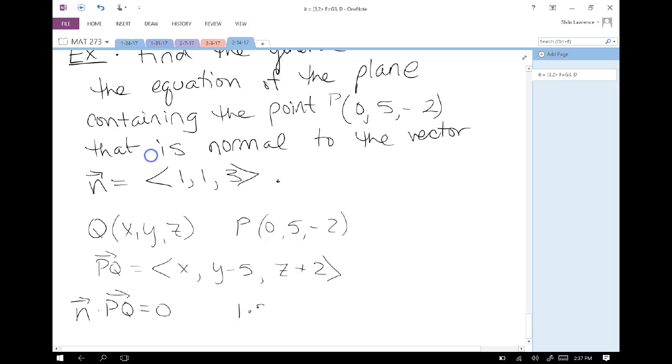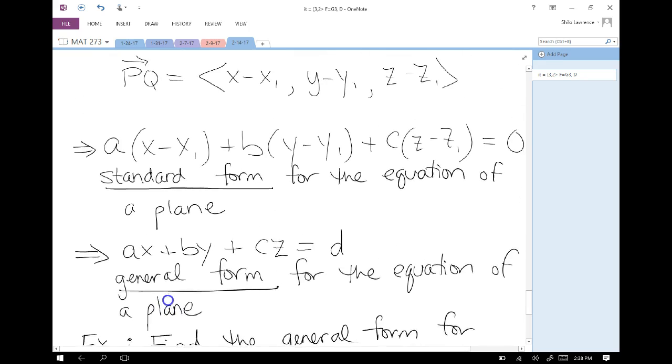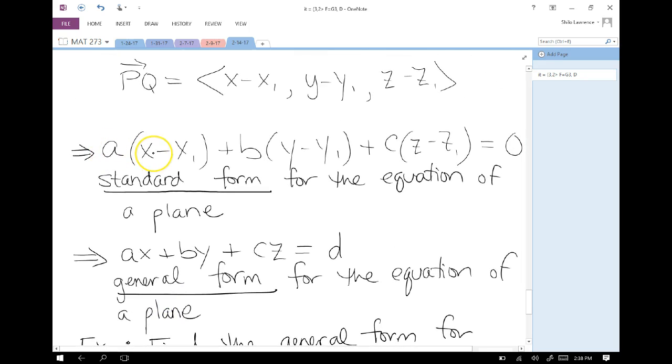So 1 times x plus 1 times y minus 5 plus 3 times z plus 2 will always equal 0. This is the standard form. You don't have to set it up like the dot product. You can just remember the standard form we have up here, where you do A times X minus your X coordinate, B times Y minus your Y coordinate, C times Z minus your Z coordinate. But that's where it comes from.